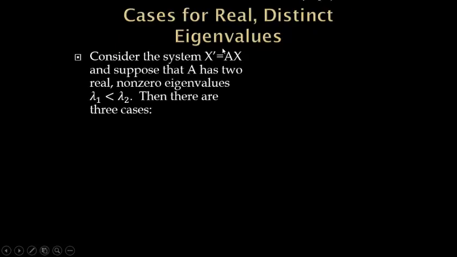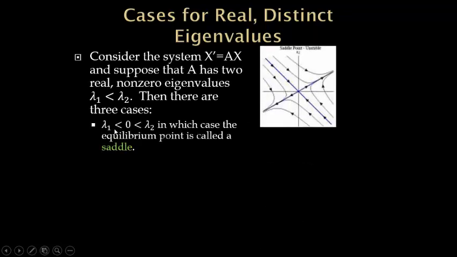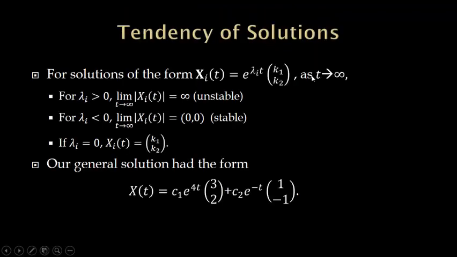For real distinct eigenvalues, we have 3 cases. If one of your eigenvalues is positive and one is negative, this is what I'm saying for our last example. For one of those, when the eigenvalue is -1, solutions tend towards the equilibrium. This picture doesn't represent our exact last case, but imagine this was the vector 1, -1. It's not too dissimilar. And along that vector, because the eigenvalue was -1, the solutions are tending towards 0, 0. Now pretend that this was our other eigenvector, which was 3, 2.